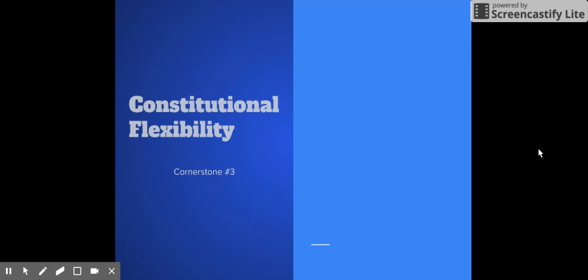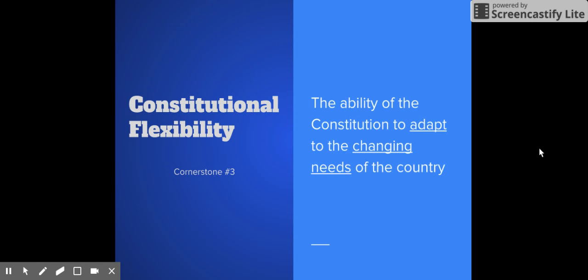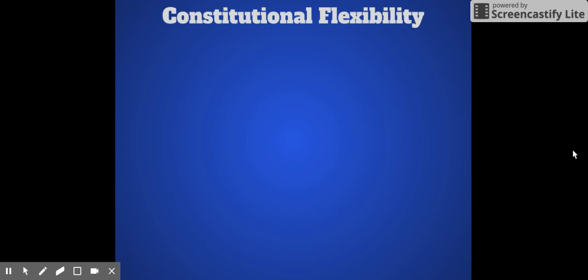So, constitutional flexibility. You see the word flexible, you should think of something that bends. It's really the ability of the Constitution to adapt or change to the changing needs of the country. There's this understanding that there might be changes in the laws as we move forward. Technology is going to change that. Attitudes might change over time, and we have to be able to adapt to that. So there are really three ways in which we exercise flexibility through the mechanism of the Constitution.